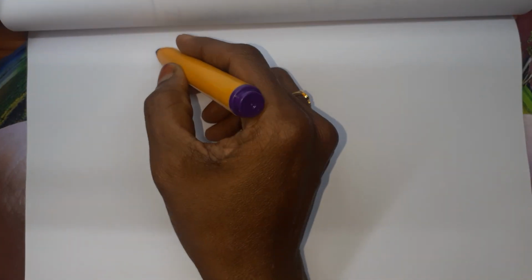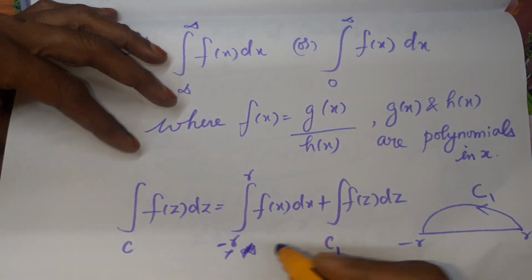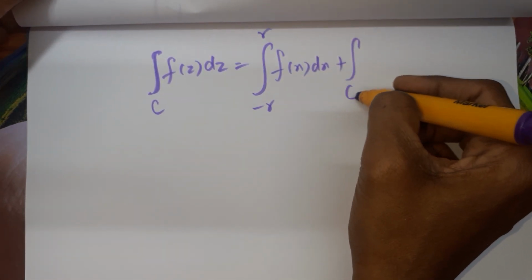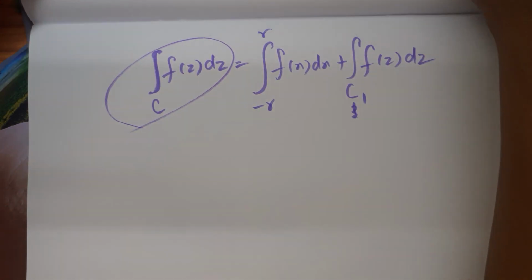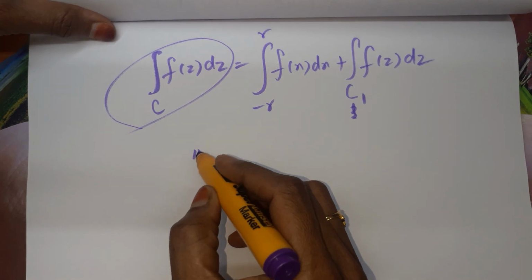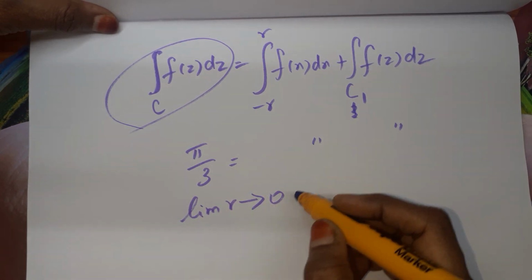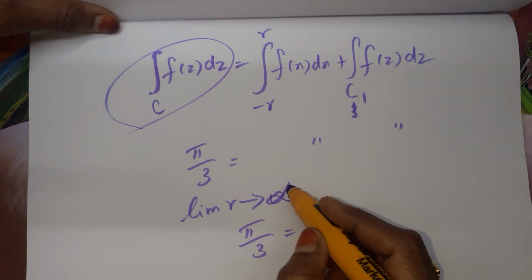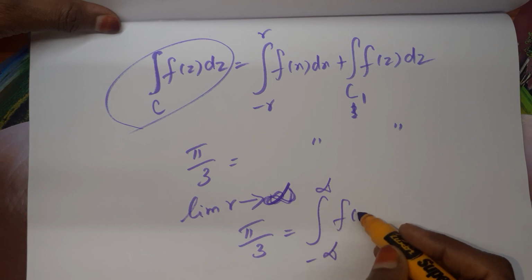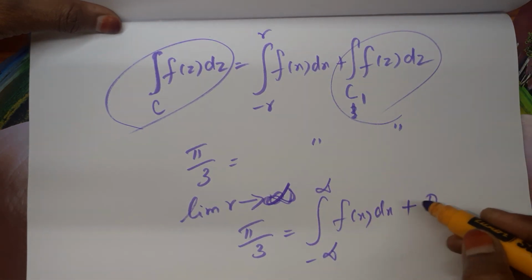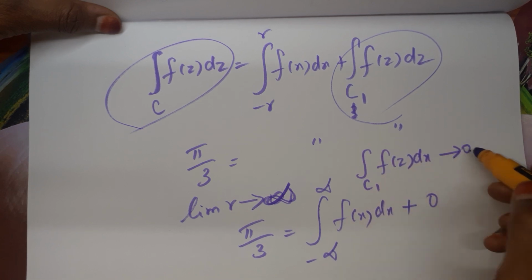Okay, so what is the equation we have? Integral over C, f of z dz is equal to integral from minus r to plus r, f of x dx plus integral over c1 f of z dz. This answer we have now got. What is this answer? Pi by 3. So instead of this we can take pi by 3 is equal to the same term. Taking the limit r tends to infinity, because the integration is minus infinity to plus infinity, we have pi by 3 is equal to integral from minus infinity to plus infinity f of x dx plus this term will become 0. So when we take r tends to infinity, the whole integral over c1 f of z dz tends to 0.